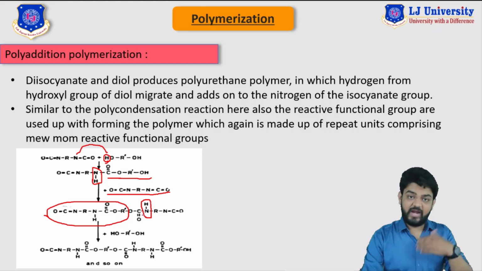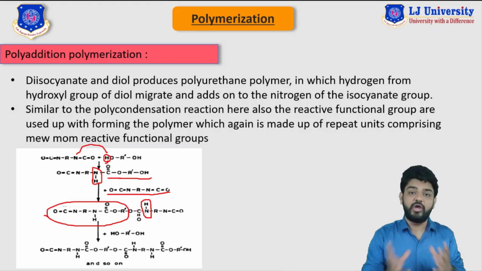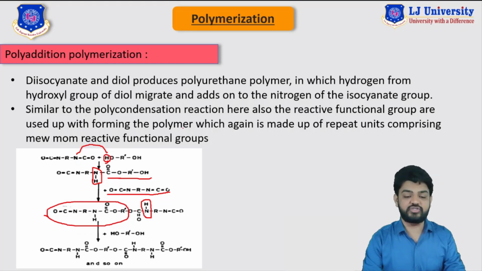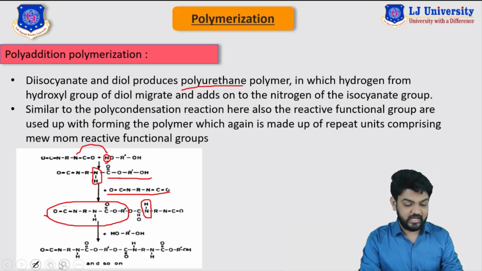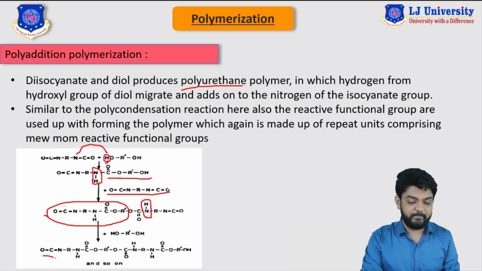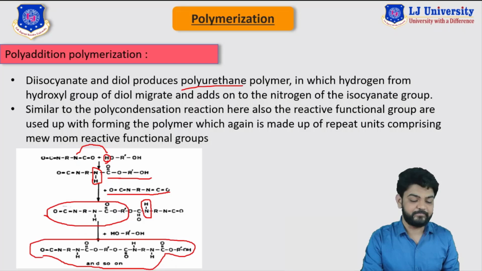And if we add n number of such diols or n number of this diisocyanide compound, then we will ultimately have a long chain of polymer, and that polymer is called the polyurethane polymer, right? So this is what we mean by the polyaddition polymerization technique. If we continue to add such compounds, this process will go on, and we will ultimately have a product like this.